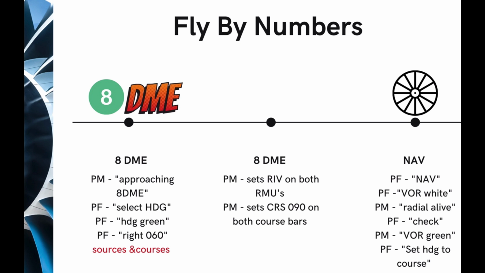After that call, now we know, what do we say? Set heading to course. And we keep it standard like that all the time. It will always follow that sequence of events. Sources and courses to make sure we're intercepting the correct radial. After selecting nav, VOR will be illuminated in white, so we call VOR white. When it's captured, it will turn green, VOR green, and then we respond, set heading to course.